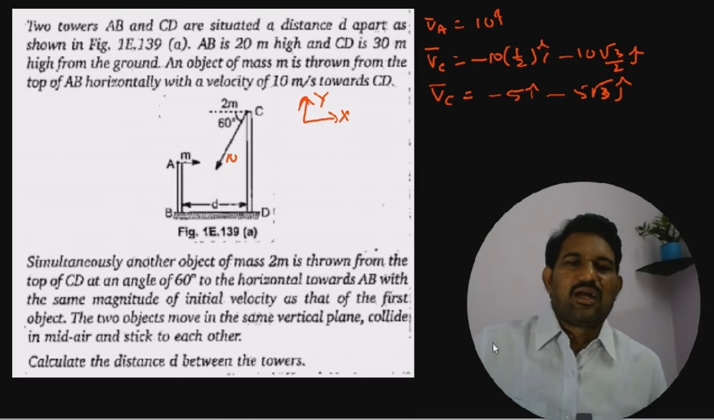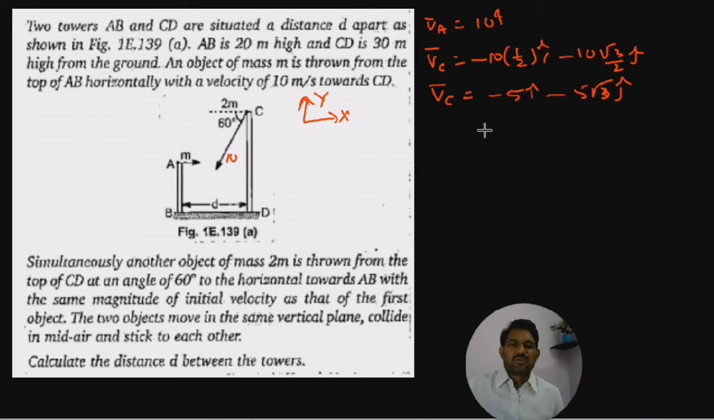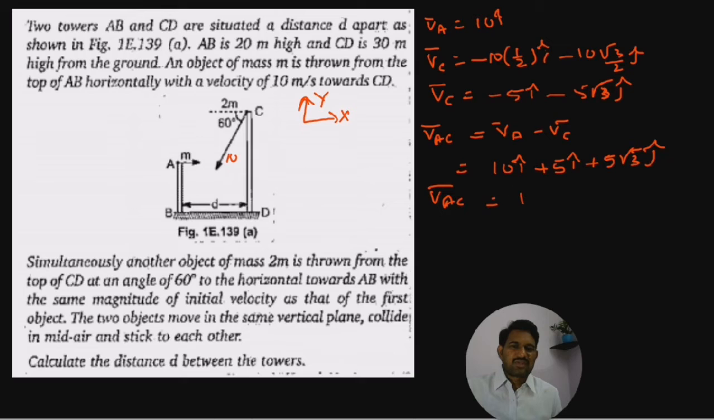And now let us write this relative velocity here. Suppose I am calculating the velocity of A with respect to C. So velocity of A minus velocity of C we need to write. Velocity of A is just 10 i cap, so this will be plus 5 i cap plus 5 root 3 j cap. Therefore the velocity of A with respect to C is 15 i cap plus 5 root 3 j cap.